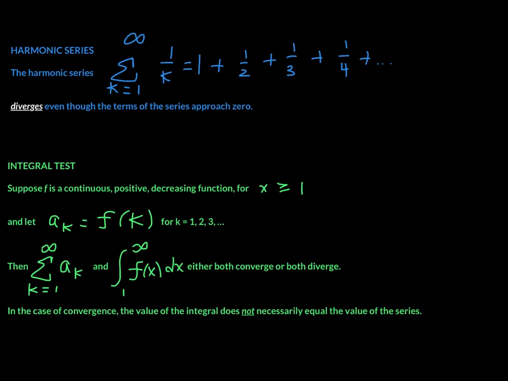In the case of convergence, and this is very important, the value of the integral does not necessarily equal the value of the series. So if you find that the integral converges, let's just say it converges to the number 1, that means the series converges. But it does not necessarily mean that it converges to that same value as the integral does. But if the integral converges, the series converges. If the integral diverges, the series diverges. Okay, so let's look at some examples.